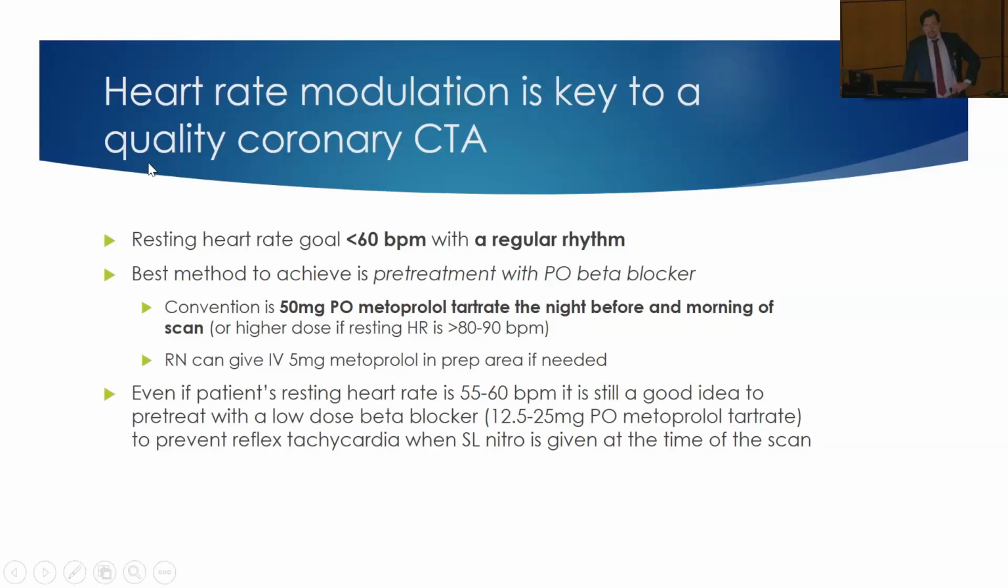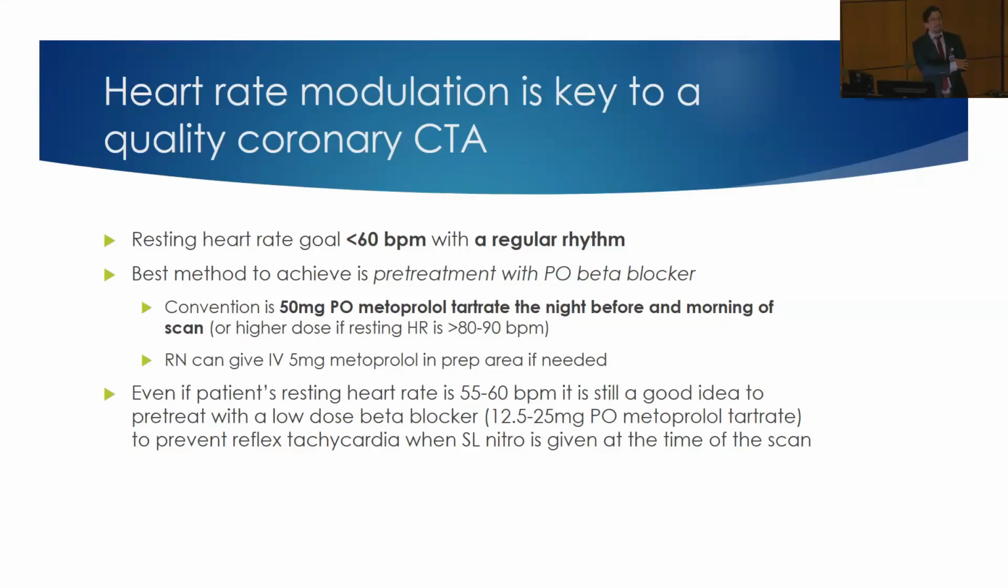So heart rate modulation: when you're ordering these tests, it's a great help if you keep in mind, when you place the order as an outpatient, what their resting heart rate is in the office. If they're going 90 to 100 beats per minute, they're going to come for the scan, we're going to have to reschedule it, because we can give them some IV metoprolol, but the likelihood that we'll be able to get them slowed down to less than 60 beats per minute is kind of unlikely.